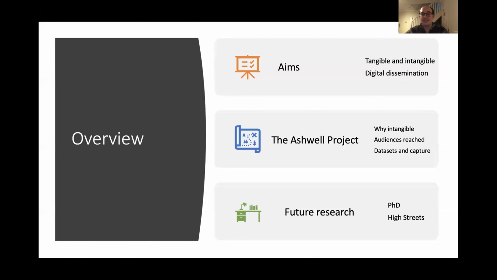So within this presentation, I'll be talking about the aims, how I believe that combining tangible and intangible data sets will create new research opportunities. Then move on to digital dissemination, how we need to communicate back with the people digitally. From this, I'll move on to my case study of the ASOP project, where I'll argue why intangible heritage data was captured in this, the types of audience reached, and also the datasets and capture techniques that I used to make sure it was such a success.